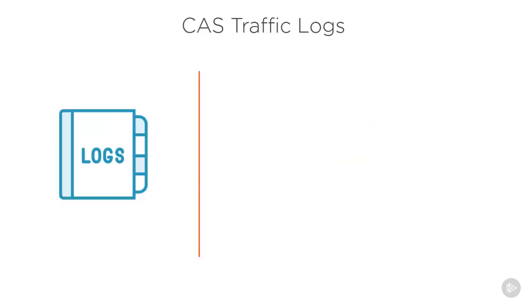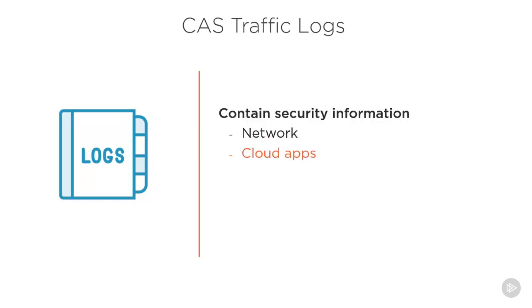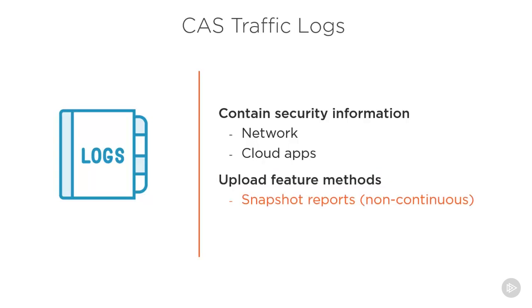In addition, we can monitor content using CAS traffic logs. These traffic logs will contain security information, including network security information, as well as your cloud apps security information. There are ways for us to monitor these logs, and we have a couple of upload feature methods. The first one is the snapshot reports, non-continuous, more of a manual intervention. And the second feature method is the automatic log upload, which is continuous, and you saw how to configure the automatic updates for those automatic log uploads.